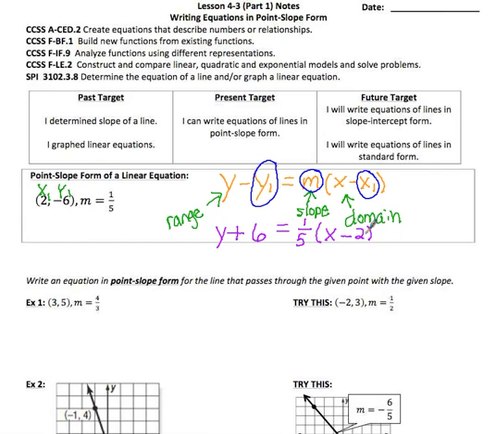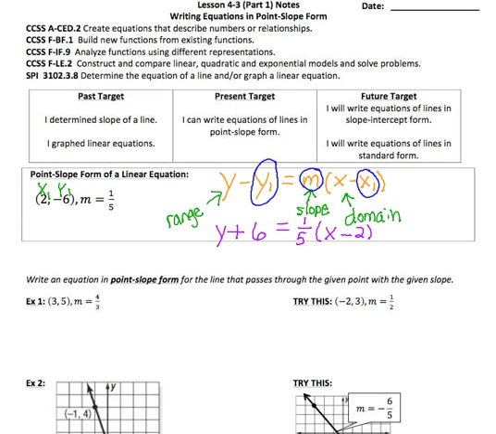So that is how we would write this in point-slope form, and we don't have to do anything else. We don't have to solve for y. We don't have to distribute. That's it. It's in form. Okay, so don't make it harder than what you're seeing here.